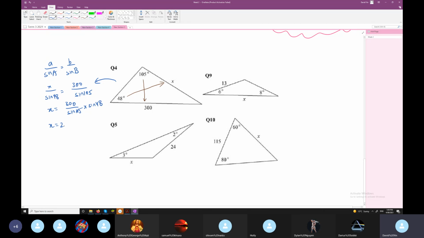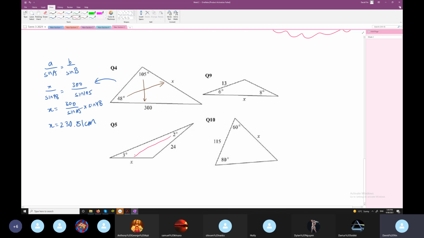230.80, so x equals 230.81. If we do it to 2 decimal places, let's just assume that this is all in centimeters. So 230.81. If anyone gets anything different, please let me know. I am only human, so I will make mistakes from time to time. So that's question 4.